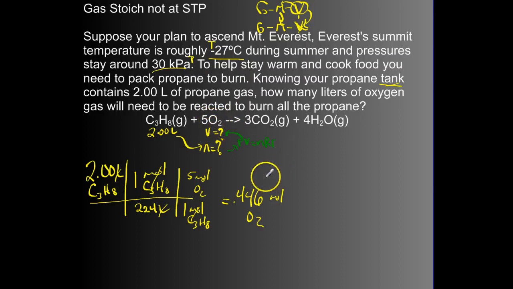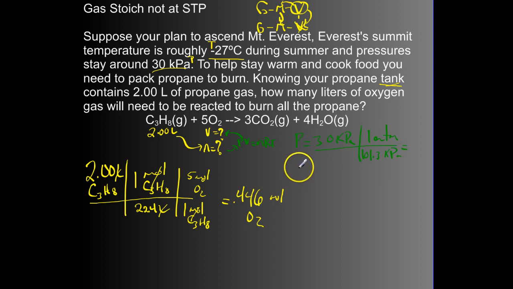So I'm going to now use PV equals nRT to solve for the new volume of my oxygen gas. My pressure is 30 kPa. I'll list these out over here. Pressure is 30 kPa, which we know we need in atmospheres, so I'm going to convert it to atmospheres. There's 101.3 kPa in 1 atmosphere. So doing the math, we can solve that one.